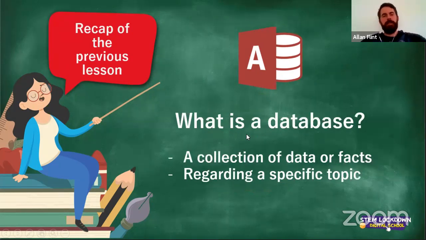Just going again, a recap of what a database is. It's a collection of data or facts regarding a specific topic. So you're not going to have random bits of data just floating around in this database. It's going to be all the information based on a similar or specific topic, like all the employees or all the products. Those different things will be found in different databases. Cool, that's just a recap so far of what we covered yesterday.